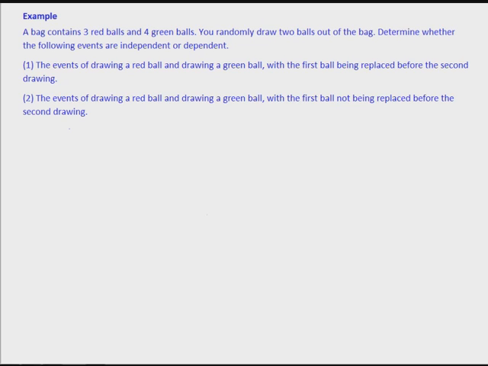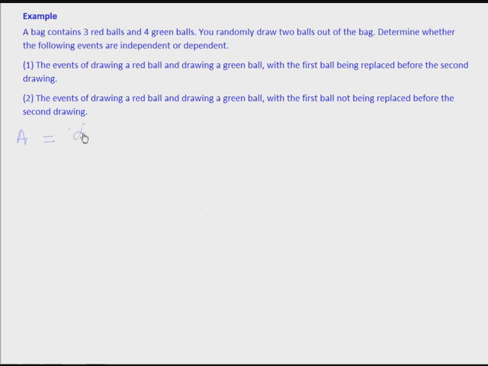Let's look at a very typical example. A bag contains 3 red balls and 4 green balls. You randomly draw 2 balls out of the bag. Determine whether the following events are independent or dependent. The event of drawing a red ball and drawing a green ball, with the first ball being replaced before the second drawing. So let's write these events clearly.